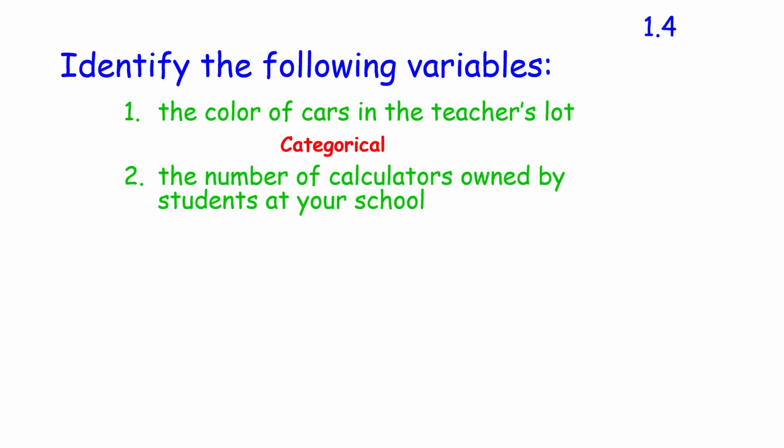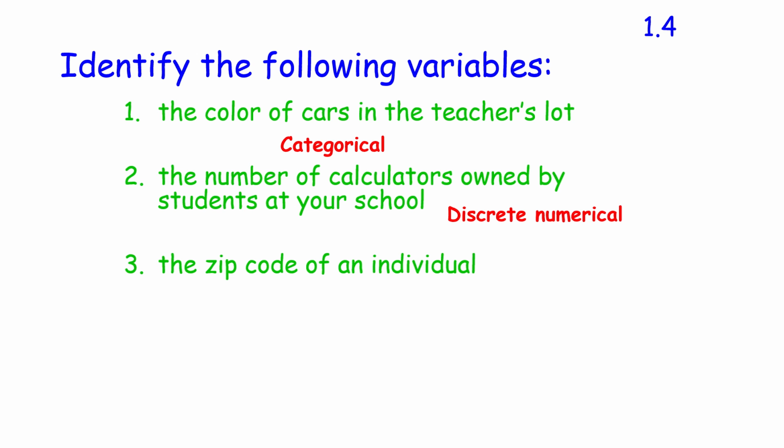Let's look at our next one. The number of calculators owned by students at your school. This seems like it would be a number answer to me, so I'm thinking numerical. But the question is, would it be discrete or continuous? So you need to ask yourself, would you measure it or would you count it? I feel like this is something that we would be counting. And so this would be a discrete numerical variable.